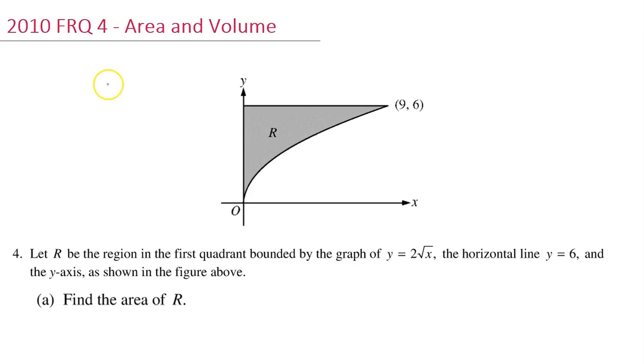In this video, I will walk you through free response question number 4 from the 2010 AP Calculus exam. This problem is primarily about area and volume. Let R be the region in the first quadrant bounded by the graph of y equals 2 times the square root of x, the horizontal line y equals 6, and the y-axis, as shown in the figure above. Part A. Find the area of R.